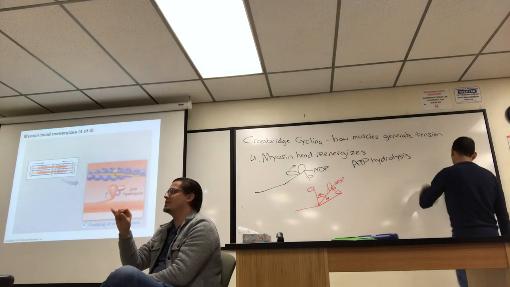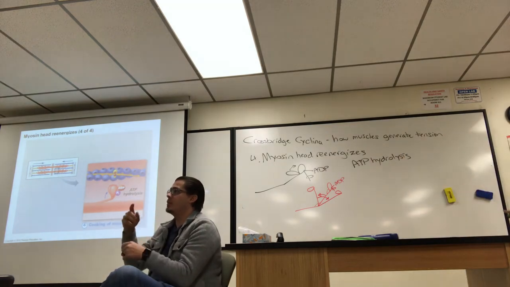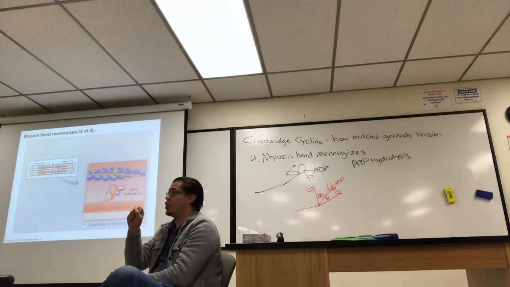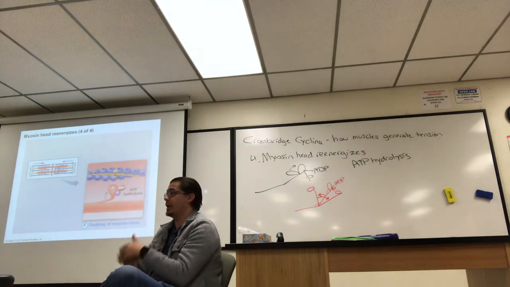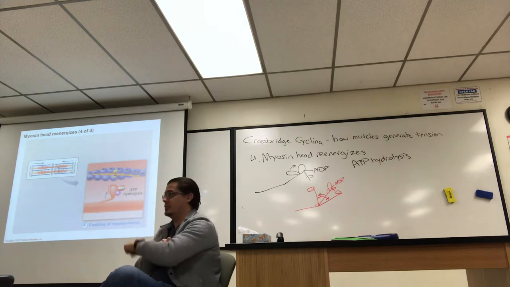This is where we left off, so that's the end of the cycle. What'll happen is it'll just form another cross bridge and it'll start over. It'll keep going and going and going. It's basically attach, pull, release, and just keeps repeating.